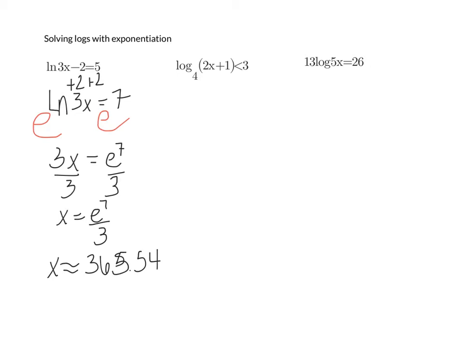Our next equation, log base 4 of 2x plus 1 is less than 3. The benefit for using exponentiation with an inequality is it preserves the side that the x is on. A lot of times when we rewrite it as an exponent, we move the x to the other side, and when we do that, it messes up the inequality. So when we exponentiate, it's kind of nice for our inequalities to exponentiate.